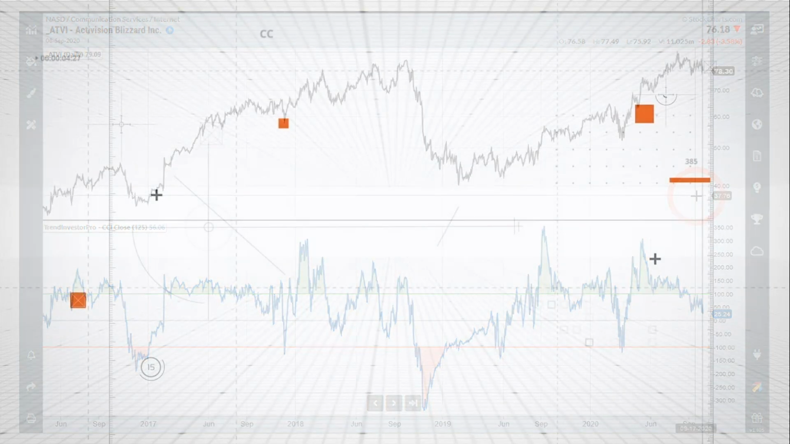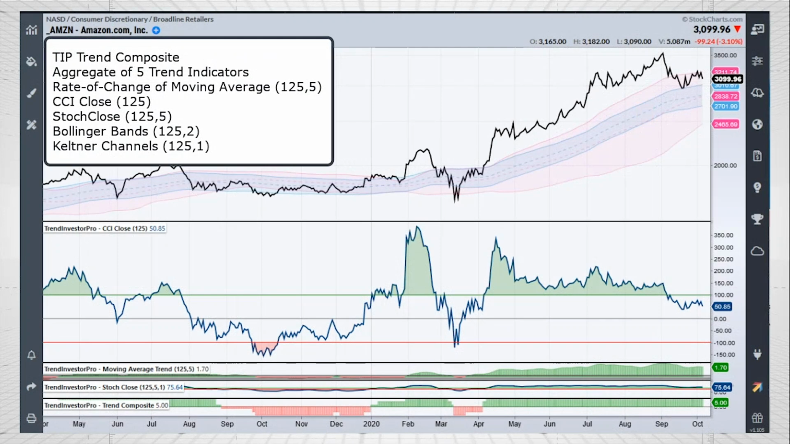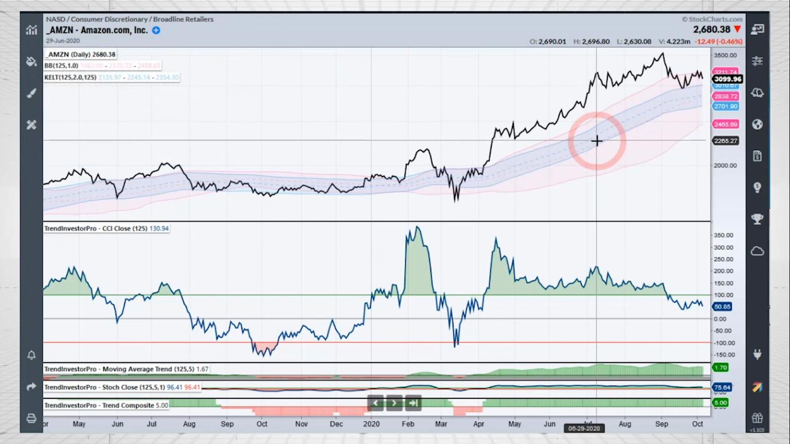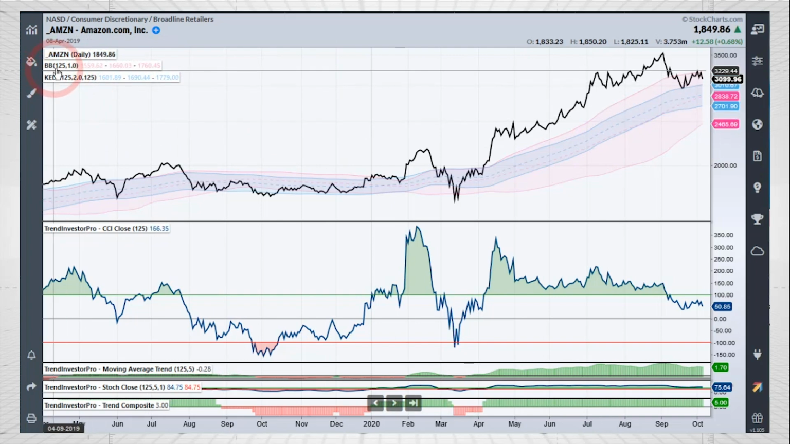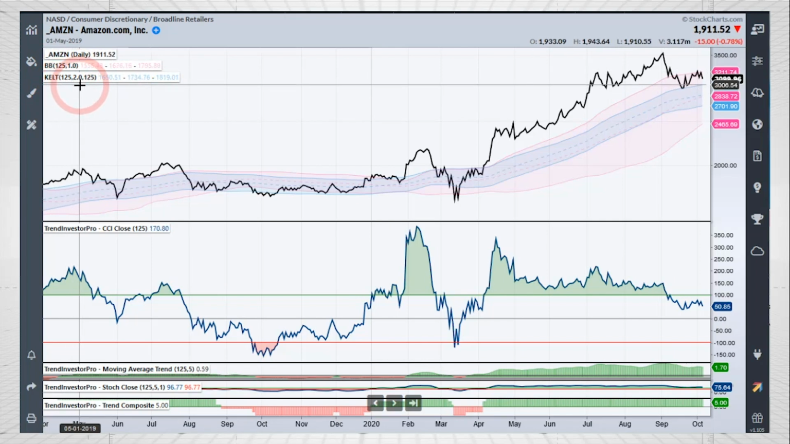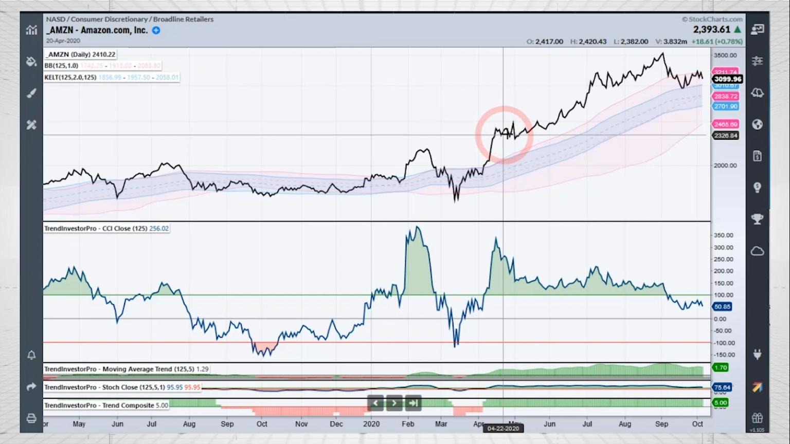a trend. So now we get to the Trend Composite, and I wanted to introduce those first 3 indicators because they are part of the Trend Composite. The other 2 indicators that are part of the Trend Composite are Bollinger Bands 125.1 and Keltner Channels 125.2. And you can go to the chart school to find out more about those indicators.